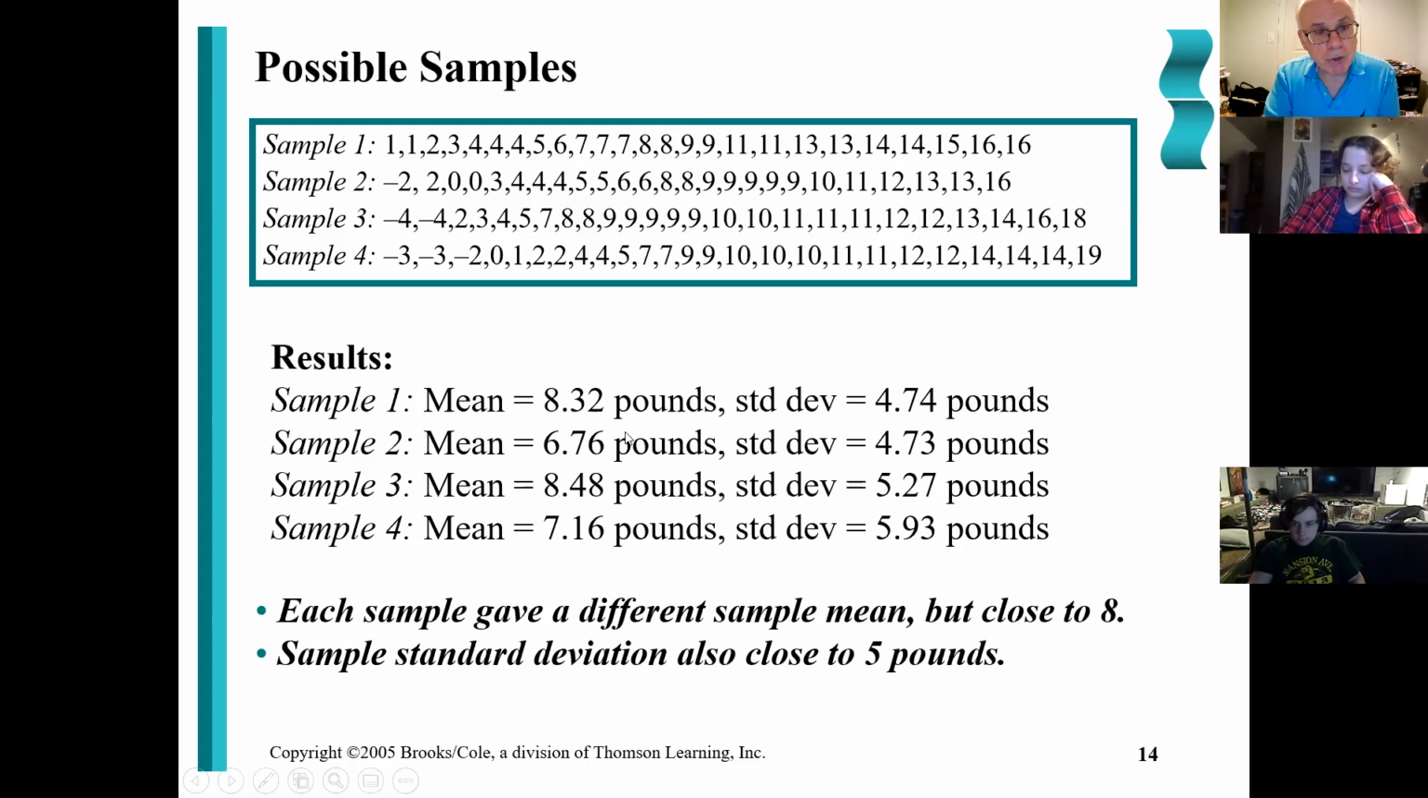But this is the result of what? A sample size of 25. Okay, sampling variability. Now, are any of these good? Well, certainly the ones that are around 8 pounds are good, right? They're pretty close. 6.76 pounds, not as good, but not far away.